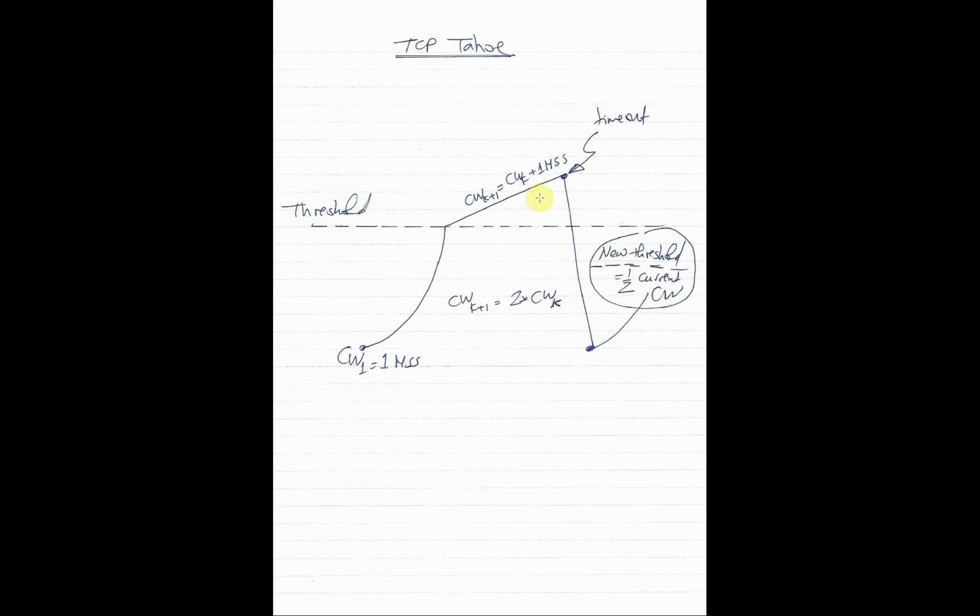Let me just mention to you something as a definition here. That phase in which we are doubling the congestion window, in other words, as long as the congestion window is still below the threshold and we don't have any timeouts, it means we double the congestion window. That phase of the doubling is called slow start. So this phase is called the slow start phase of TCP Tahoe.